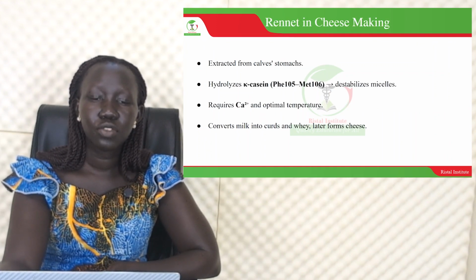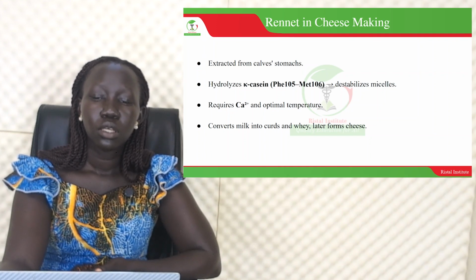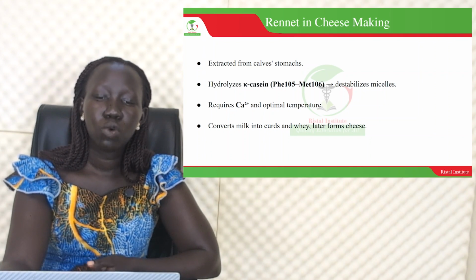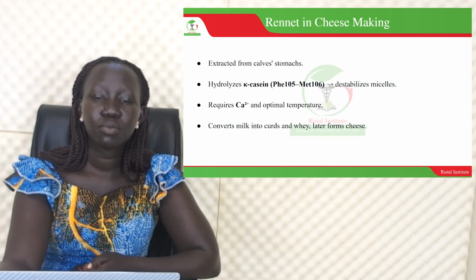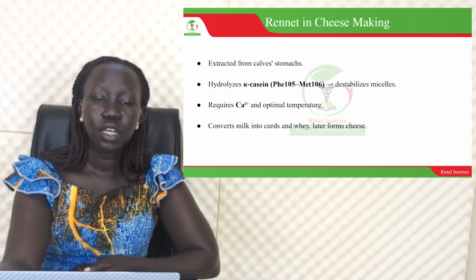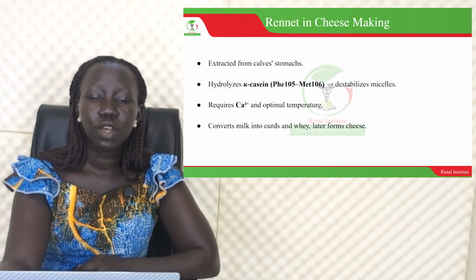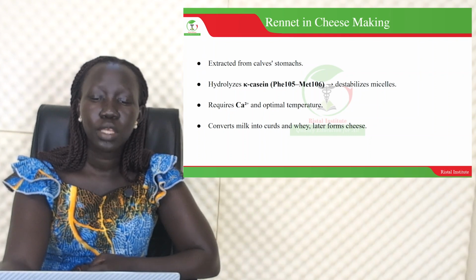Rennet, we said, is extracted from the calf's stomach and is used in cheese making. It hydrolyzes the kappa-casein, at the bond from Phe 105 to Met 106, and it destabilizes the micelles. It requires calcium ions for the reaction to take place and also an optimal temperature, which converts milk into curds and whey and later forms cheese.